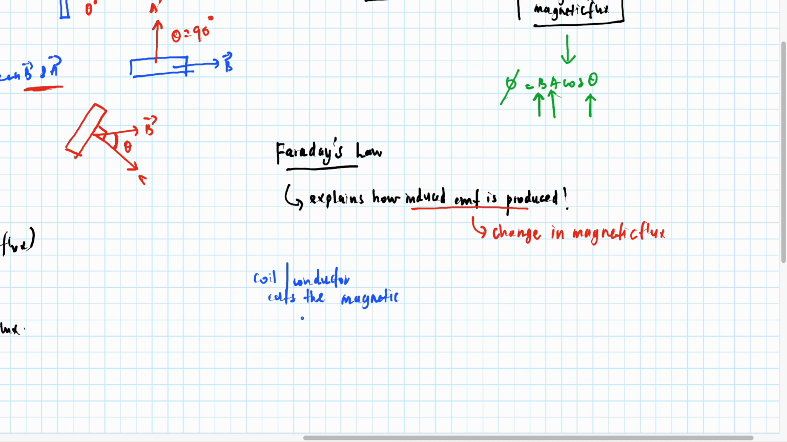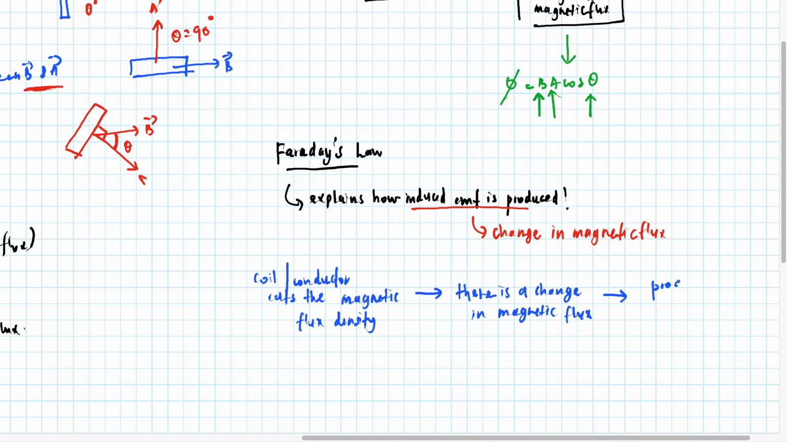magnetic flux density. Okay, when a coil or conductor cuts the magnetic flux density, there's a change lah. There is a change in magnetic flux. So bila ada change in magnetic flux, dia akan produce induced EMF ataupun dia akan hasilkan induced current.